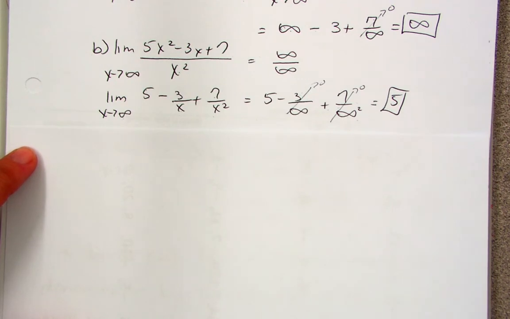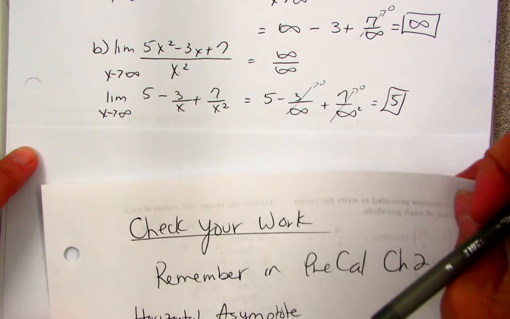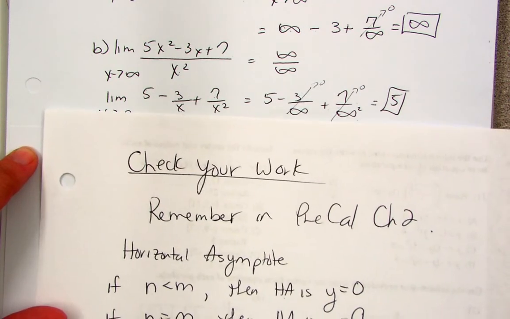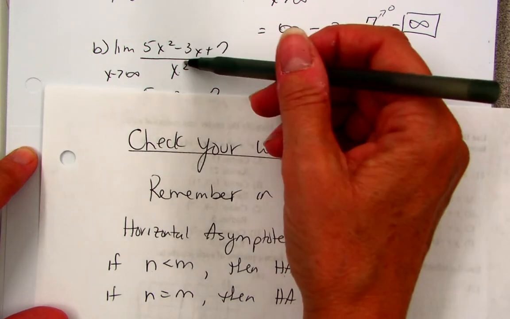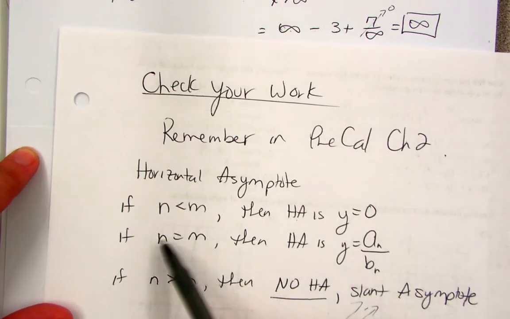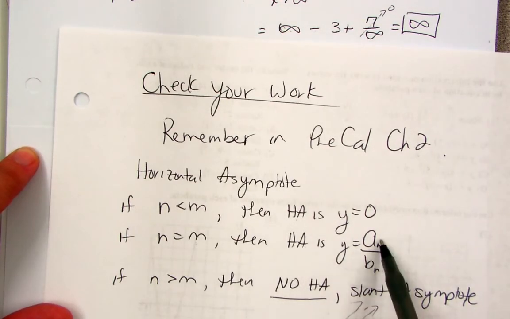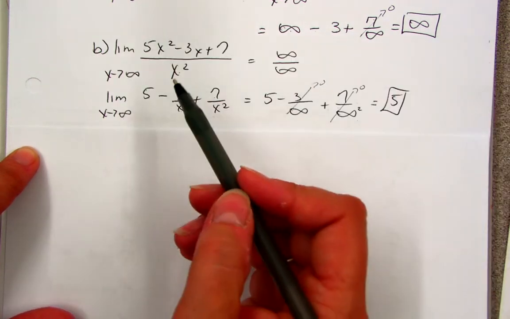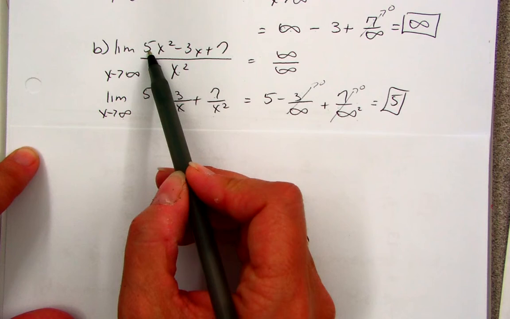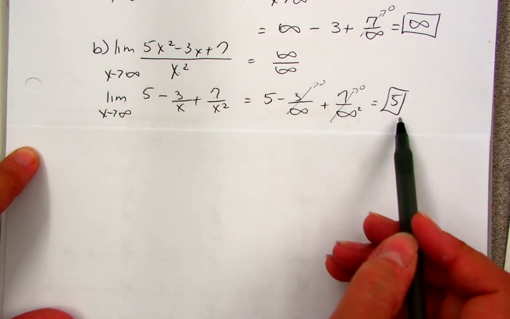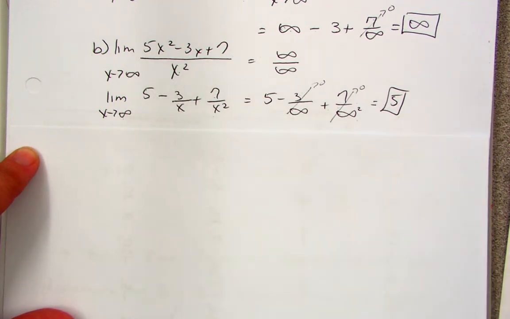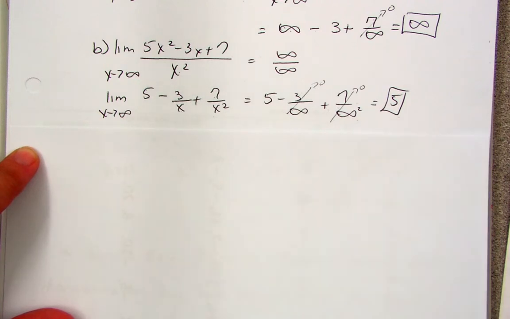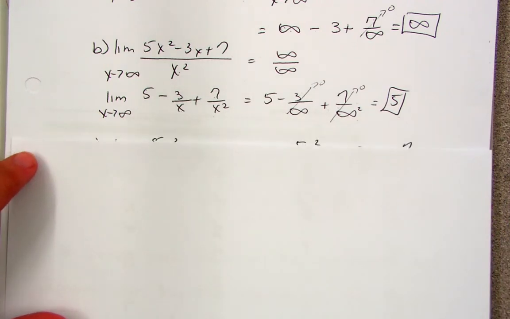I'm going to go ahead and check my work with what I remember in pre-calculus. Let's see. My n and m are the same. My horizontal asymptote is y equals the ratio of the leading coefficients. The leading coefficient is 5 over 1, so 5. You must show me this work. You may not use pre-calculus just to jump to it, but it's a wonderful check.